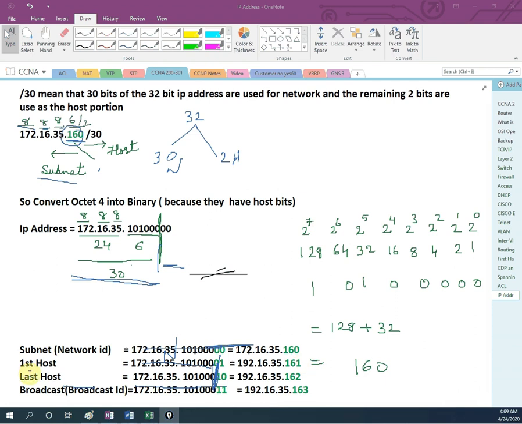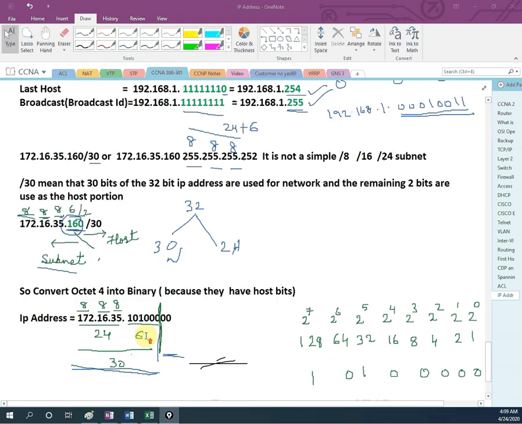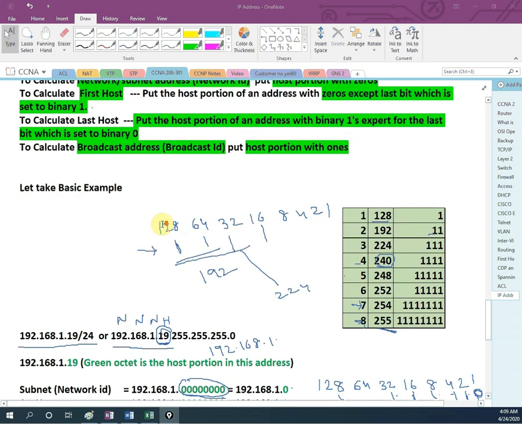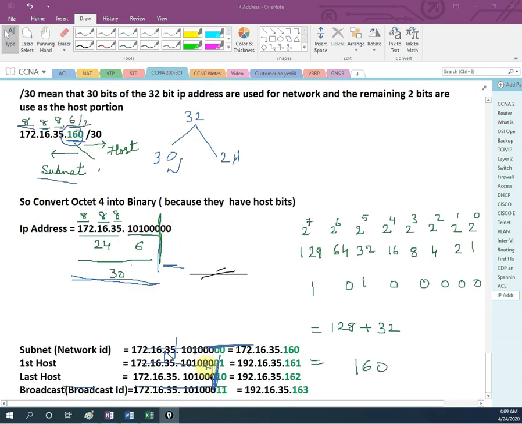Okay, then for the last host, what is our statement? If we want to calculate the last host, we need to put all the host portion of the address as binary 1 except the last bit, which will be 0. So we keep all 1, and the last one we keep as 0. So I keep 1 here, and this is 0. If we convert this binary into decimal, we will have 162.